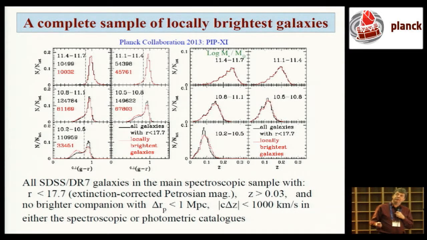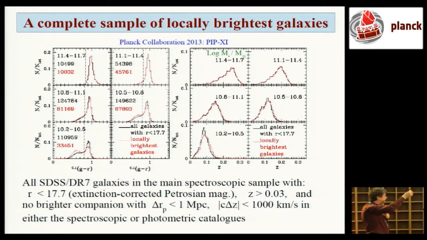then you get large numbers of objects. So these are bins in mass: 10 to the 11.4 to 11.7, 10 to the 11.1 to 11.4. You can see you get here 50,000 galaxies before you make the selection. After you make the selection, you still have 45,000 galaxies, which are the locally brightest galaxy. Okay? And their colors and their redshift distributions are very similar to the rest of the sample. So what I'm going to show you are results from stacking around these objects.